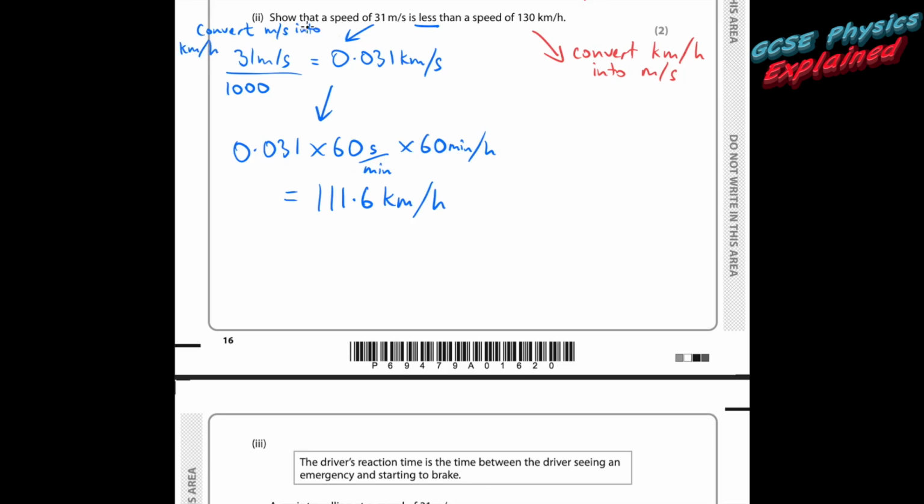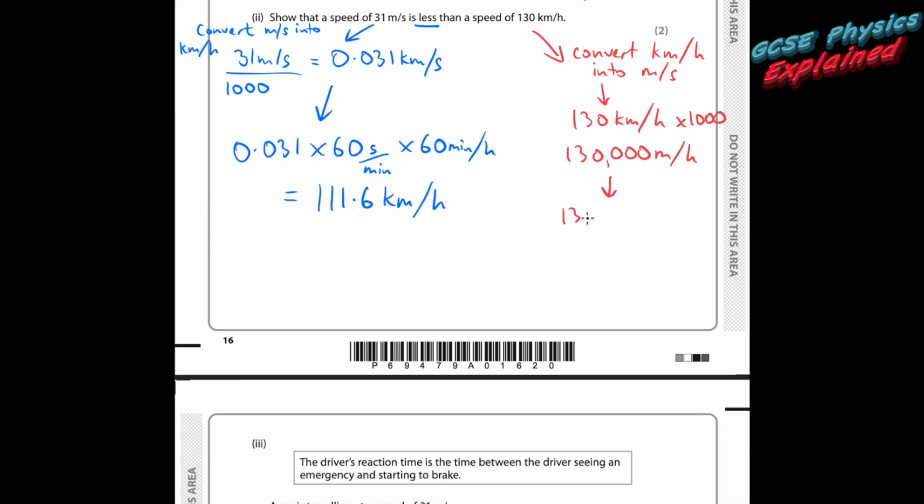So that one was converting metres per second into kilometres per hour. Right, so 130 kilometres per hour. If we multiply that by 1,000, that'll tell us how many metres per hour. So that's 130,000 metres per hour. And we want metres per second.